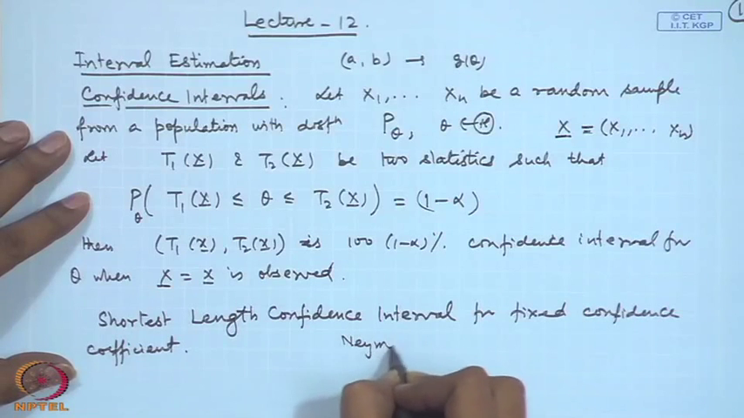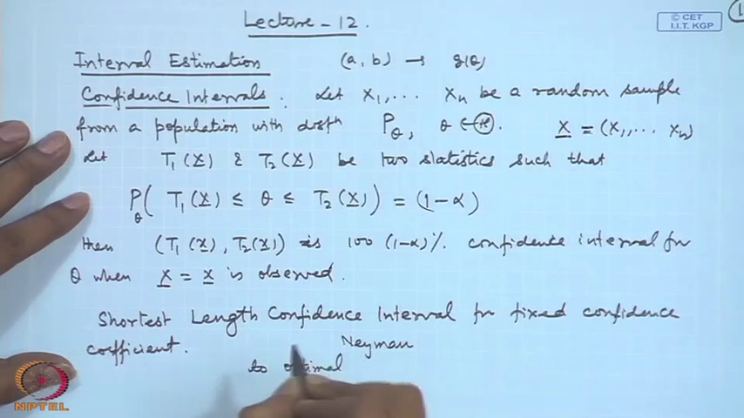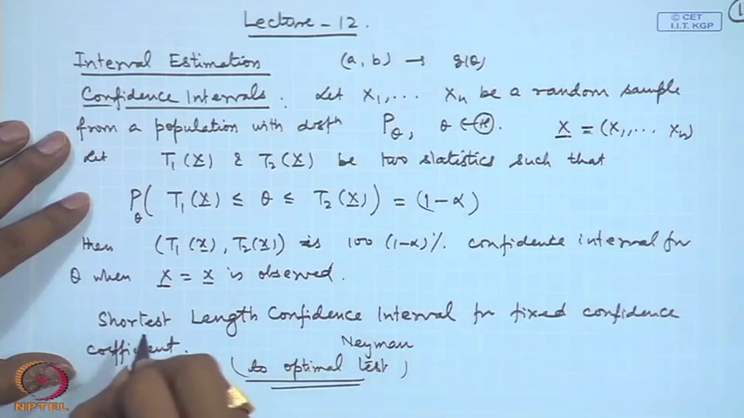Neyman related this problem of shortest length confidence interval to the optimal tests, or the best tests, for the hypothesis. He connected this problem to optimal testing problems. Now, in this particular course, we will consider only the main problems of confidence interval estimation, that means the problems related to normal distribution, etcetera. The procedures developed here are basically the best procedures, or shortest length procedures, for fixed confidence coefficient. However, I will not be describing the full method for deriving this; rather we will use a method called the method of pivoting for deriving the confidence intervals. You can see that this method is extremely simple. It is based on the sampling distributions that have been developed for the normal populations.